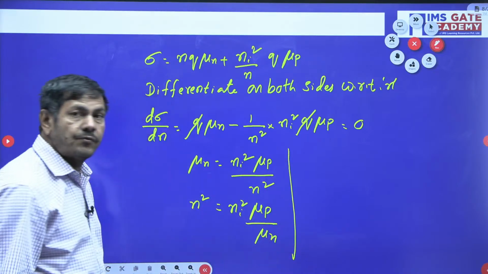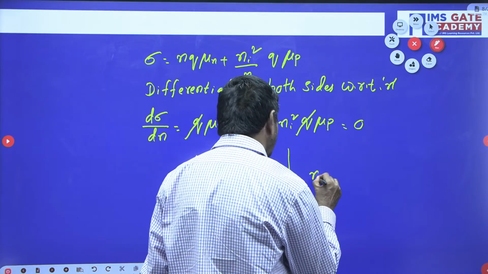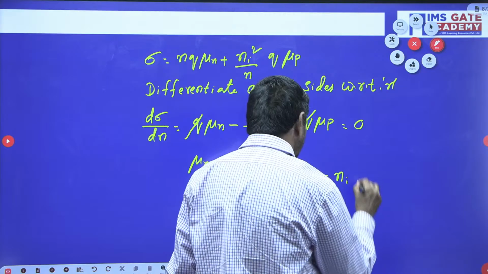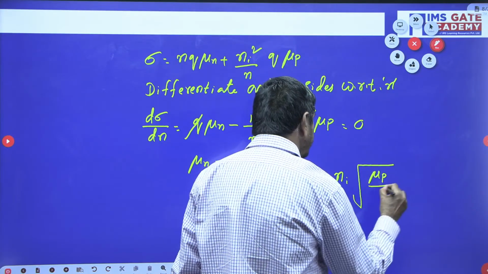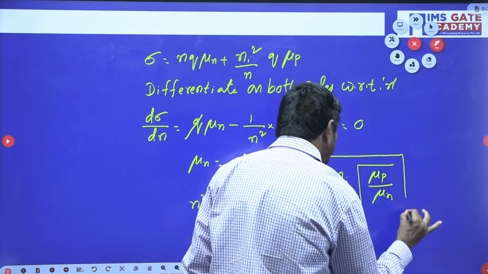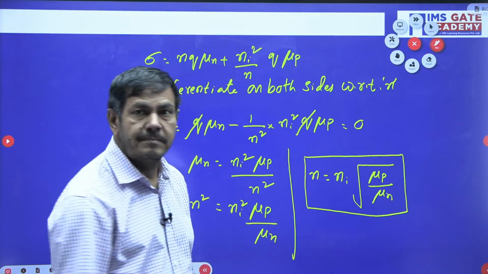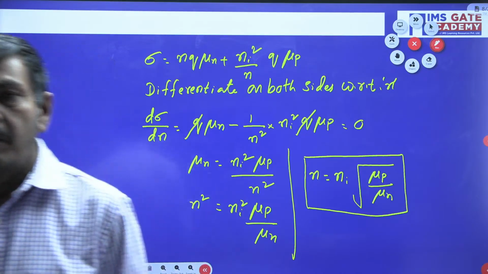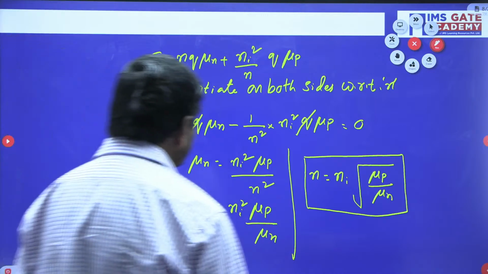My aim is to find concentration of electrons. N equal to ni into under root of mu p by mu n. This is the formula you must apply to find out the concentration of electrons when there is minimum conductivity in a semiconductor. But now in the same way we need to calculate concentration of holes also.